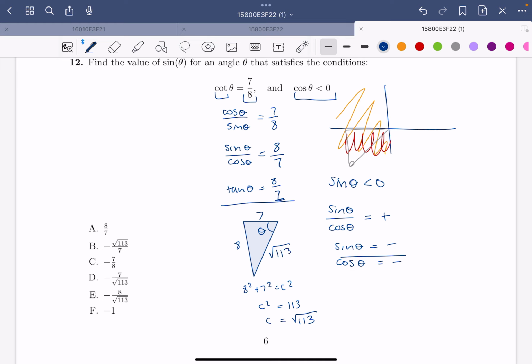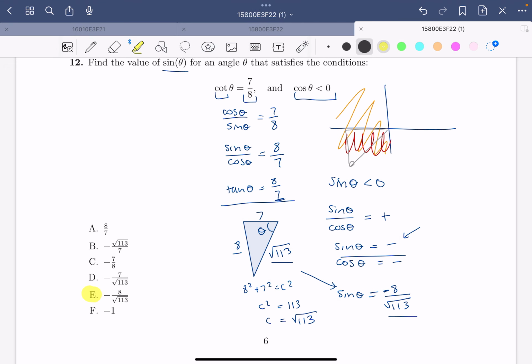Now, we need to find the value of sine theta. If we look at this, sine is opposite over hypotenuse. So sine theta equals 8 over root 113. But I'm going to be really, really careful because we established here that sine has to be a negative value. Because, again, for cosine to be less than 0 and the cotangent to be positive, sine has to be negative. So we're going to add our negative sign here. So our answer is negative 8 over root 113.